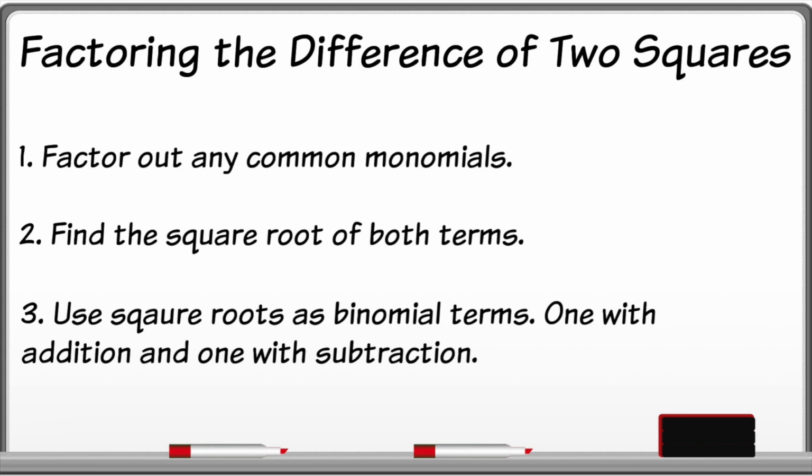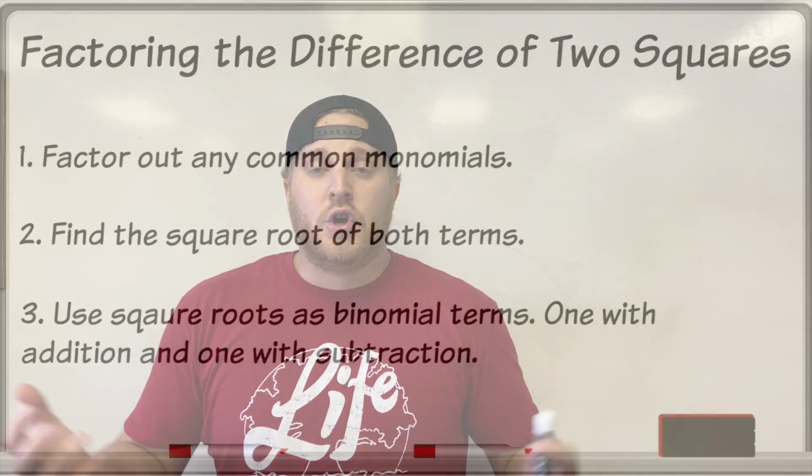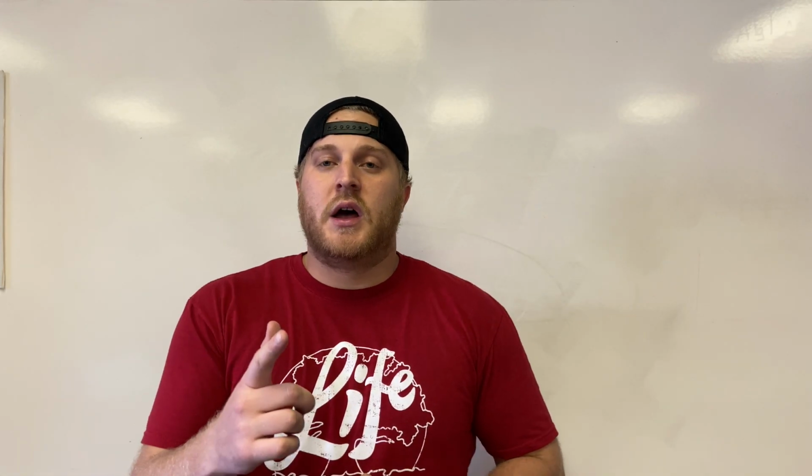The second step is we're going to find the square root of both terms. The only way that this method works is if the first term and the second term are both perfect squares, like we talked about, x squared or a variable squared, and then the number at the end is going to be a perfect square. And if you Googled that list of perfect squares and their square roots, that should help you out a lot. Step number 3, use the square roots as binomial terms, and we'll go over that here in a minute. Use the square roots as binomial terms, one with an addition sign and one with a subtraction sign. So with those steps written down, let's go ahead and do example 1.